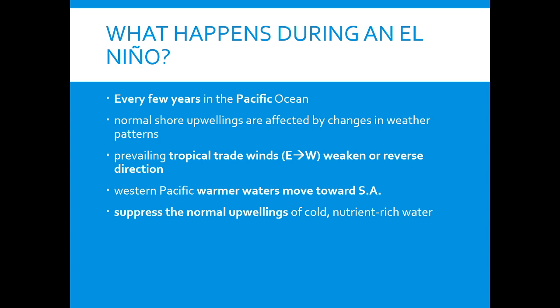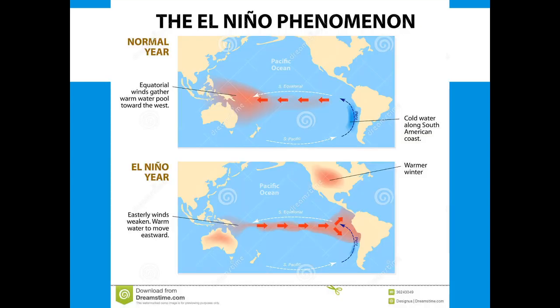So every few years in the Pacific Ocean, the normal upwellings that occur are changed because of different weather patterns. A big part of this is due to the fact that the prevailing tropical trade winds, which usually move from east to west, will weaken or even reverse in direction, so that western Pacific warmer waters actually move toward South America. This suppresses the normal upwelling of cold nutrient-rich water, so you see less nutrients in the water.